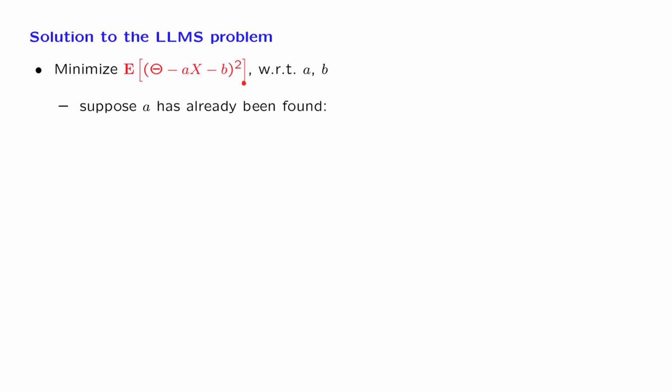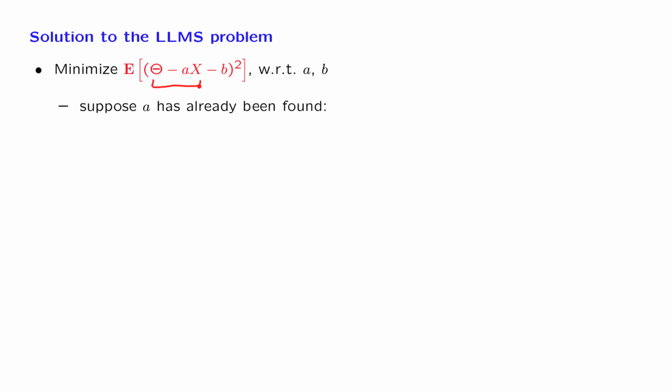In the first stage, we assume that the choice of a has already been found and concentrate on the question of choosing b. Now, if a has been found and has been fixed to a specific number, then this quantity here is a specific random variable. And what do we have? We have a random variable minus a constant, and we want to choose that constant so that this difference squared is as small as possible in the expected value sense. So essentially, we're trying to choose a constant b that estimates this random variable in the best possible way.